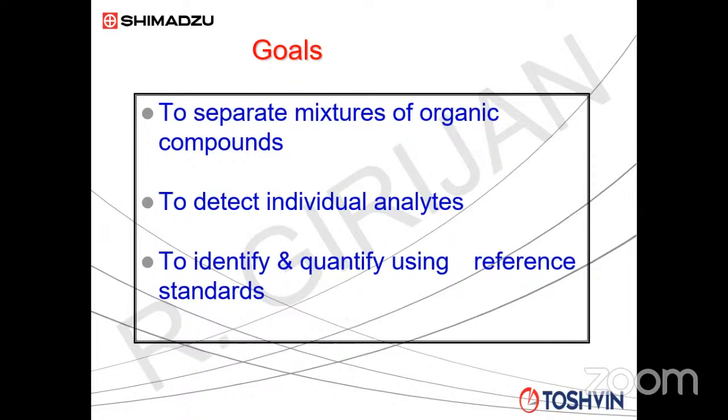Otherwise, it becomes non-volatile. We can detect individual analytes and identify and quantify using reference standards. This statement is equally applicable to LC also, because we can get a wonderful separation by selecting the right type of column. But how are you going to identify the separated compounds? For that, you require reference standards. That is the case in GC, and that's the case in LC also.